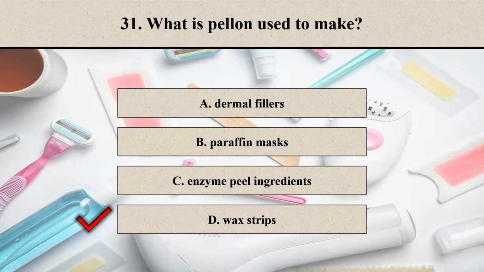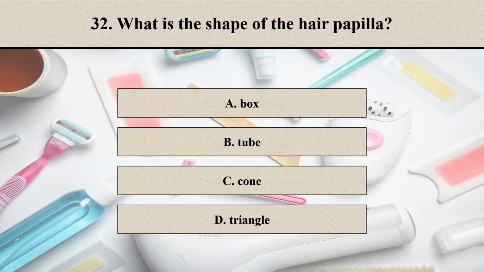If you chose D, wax strips, you are correct. What is the shape of the hair papilla? Is it box, tube, cone, triangle?